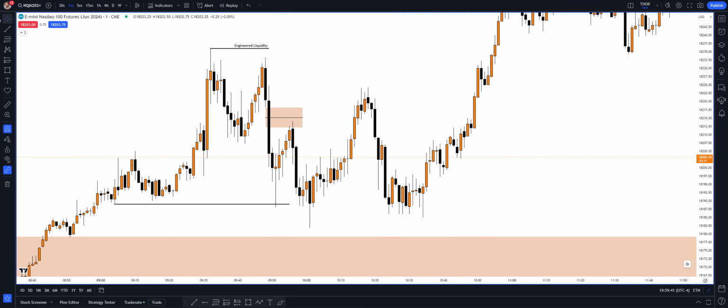Anyways, let's move on. So we have the 3 drives, first sell side lower, second sell side lower, in the third one.